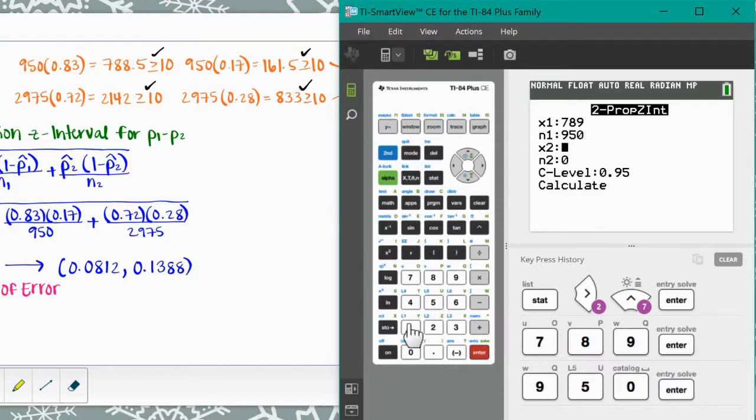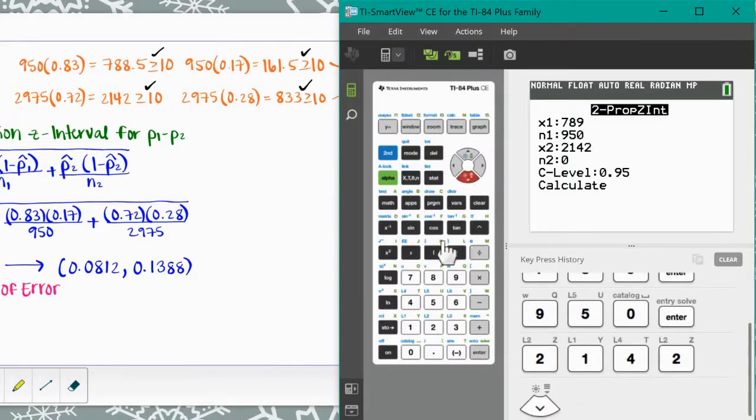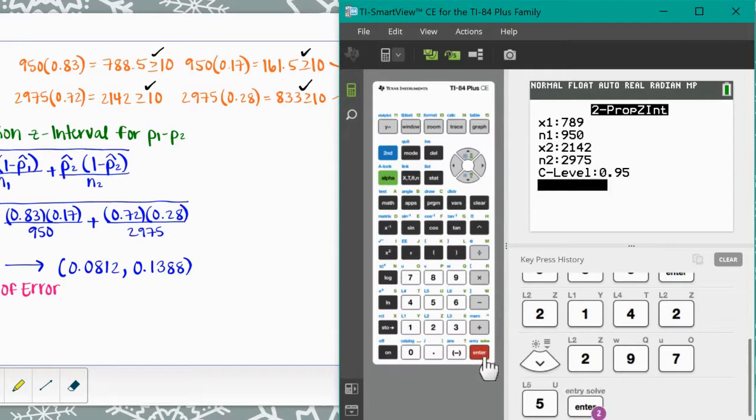And I have 2,142 out of 2,975, confidence level of 0.95. And I'm going to calculate, and I'm going to get something very similar to what I have from my method using the formula, 0.0817 to 0.1393. And again, it's slightly off only because we had to round that number of successes up just for the calculator to give us an output.